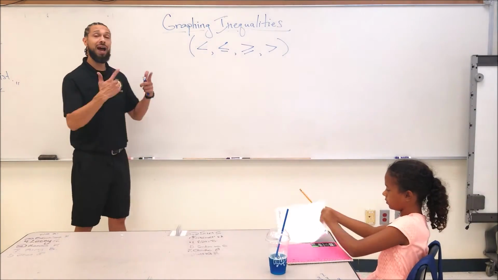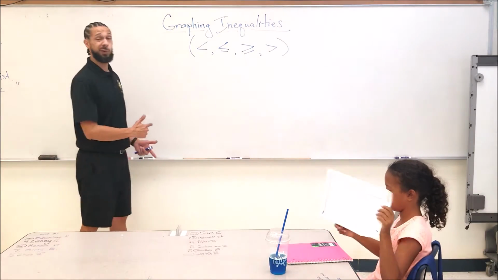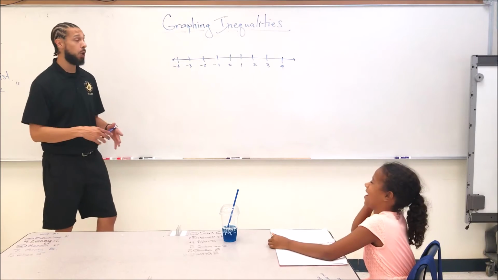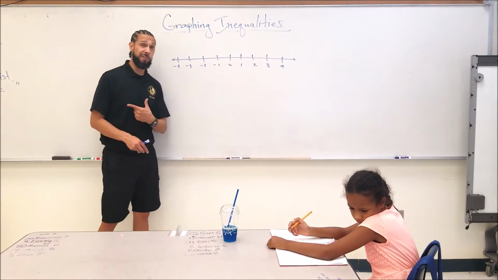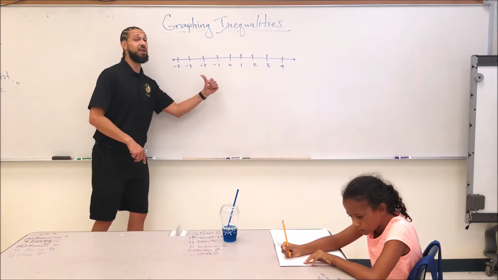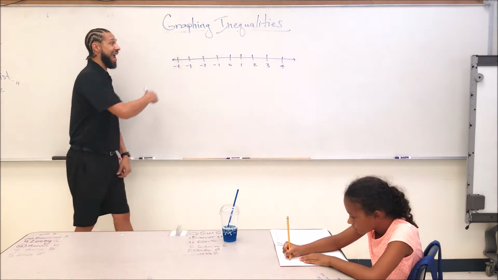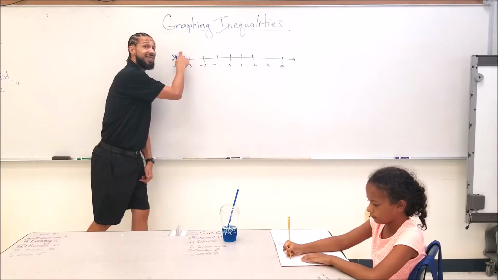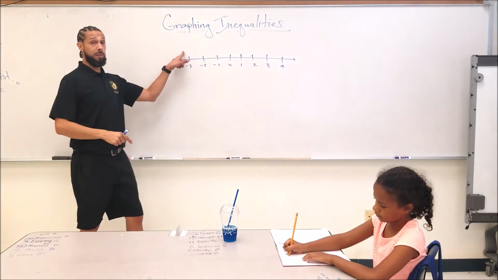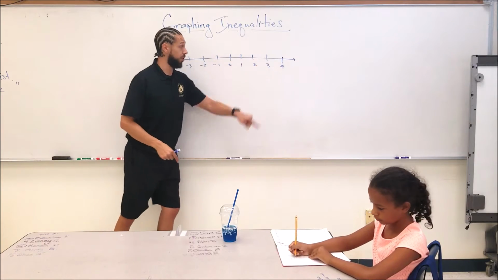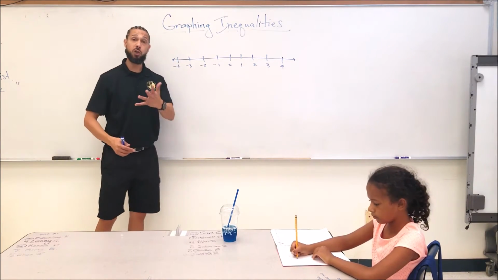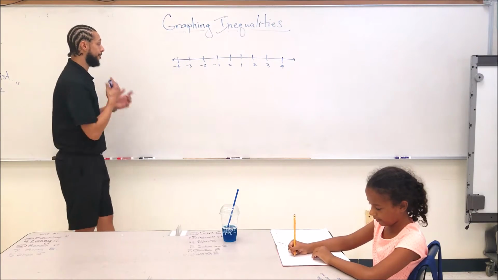All right, so to graph inequalities, we need a number line. There's my number line. On this number line, we have 0 in the middle. Of course, our positive numbers go up to the right, and our negative numbers go down to the left. Anything on this side of the number line is less than anything to its right. These numbers are less than these numbers. So let's talk about what a solution to an inequality might look like.